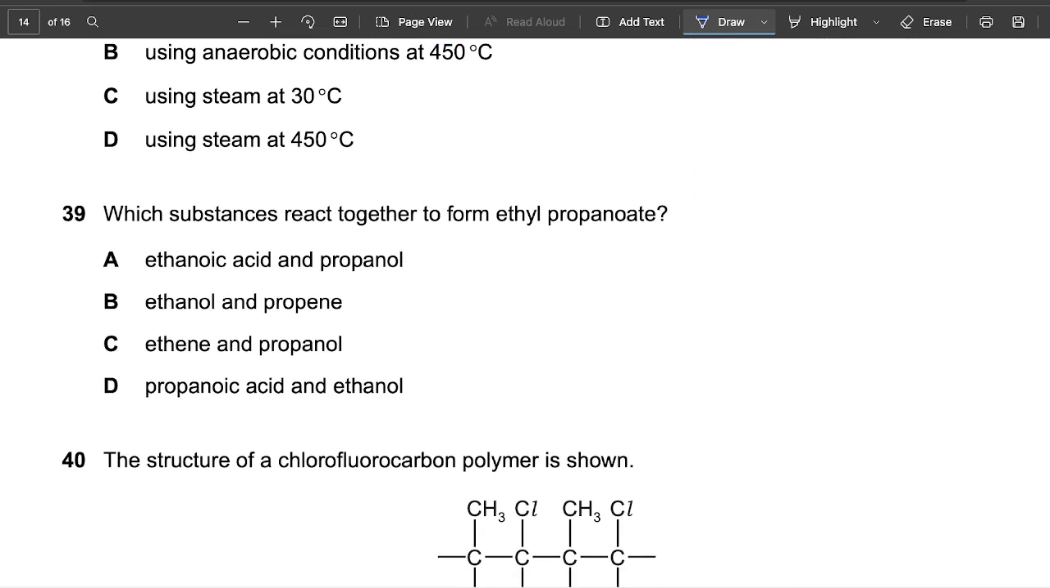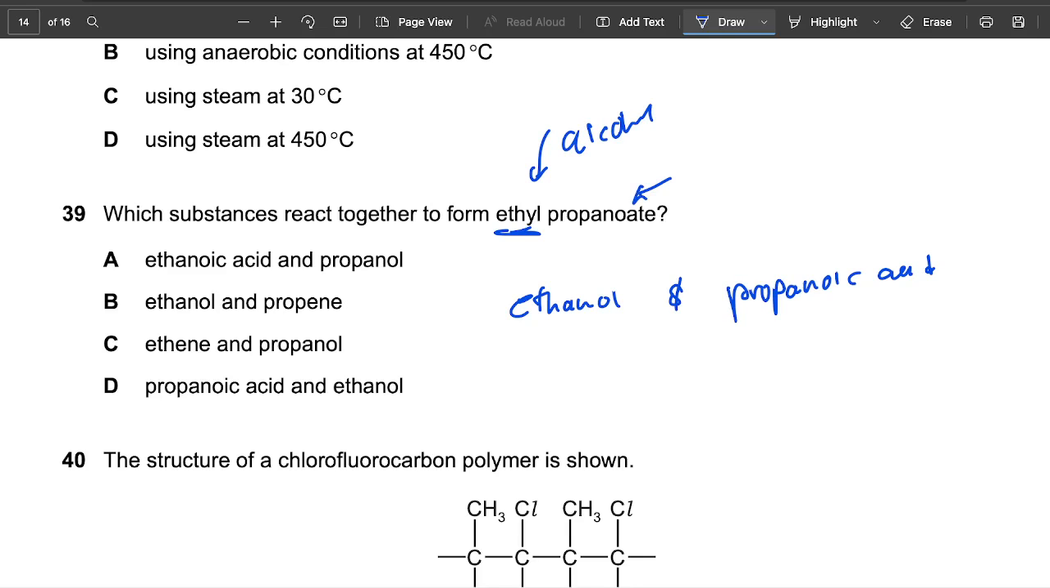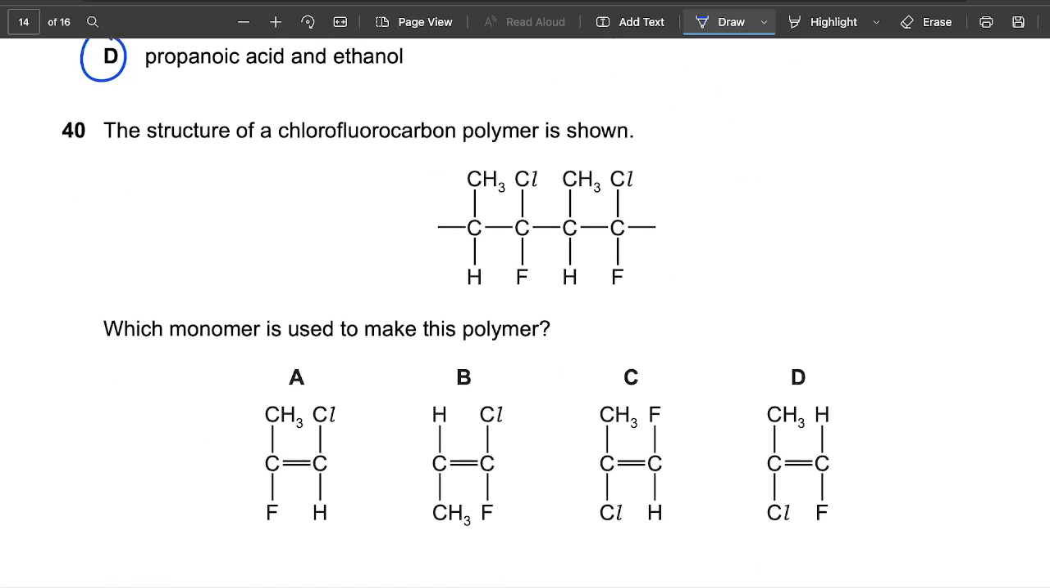Which substances react together to form ethyl propanoate? So we need ethanol and propanoic acid. Okay, so ethyl, this first part is for the alcohol, this is for the acid, so we are looking for ethanol and propanoic acid, which is D. So 39 is D. We go to the last question.